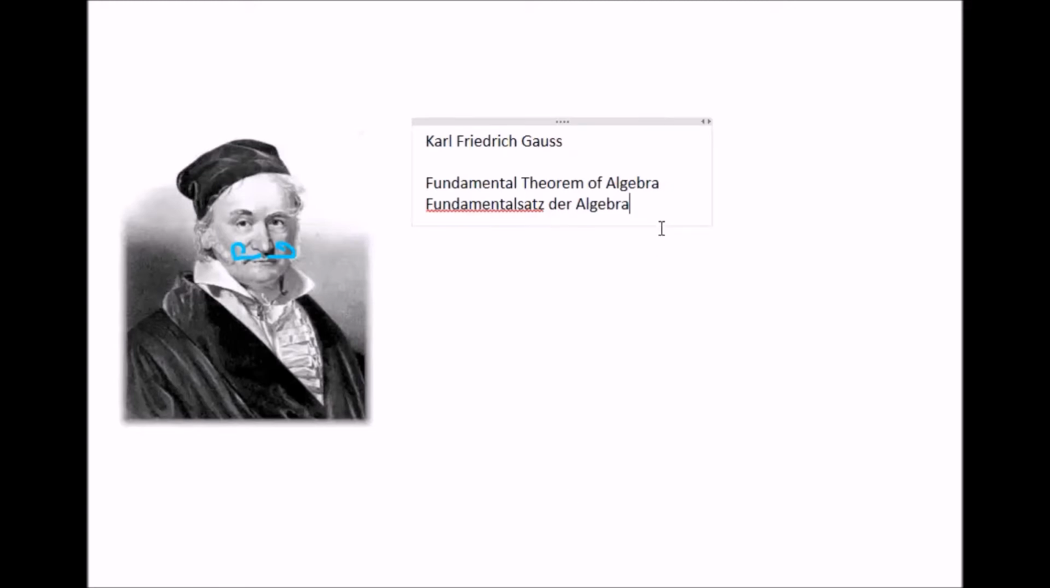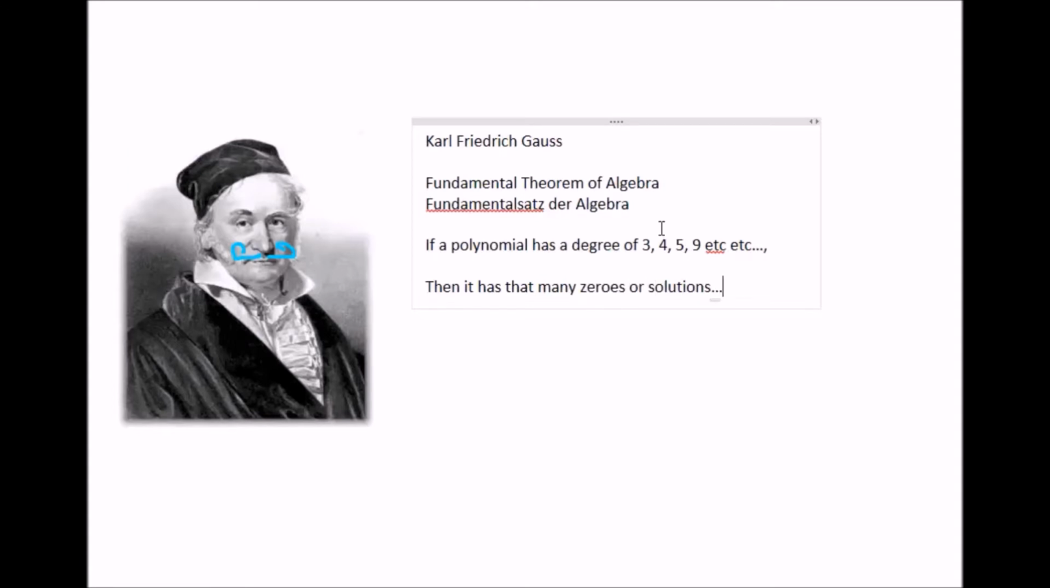And what he said was basically, with this theorem, that if a polynomial has a degree of 3, 4, 5, 9, etc., what I mean to say, if it's x cubed, or x to the 4th, or x to the 5th, or x to the 9th, let's say it's x cubed, then it has that many zeros or solutions. So if it's x cubed, it has 3 solutions. If it's x to the 4th, it has 4 solutions, and so on. Now, he did say that some of these solutions might repeat.